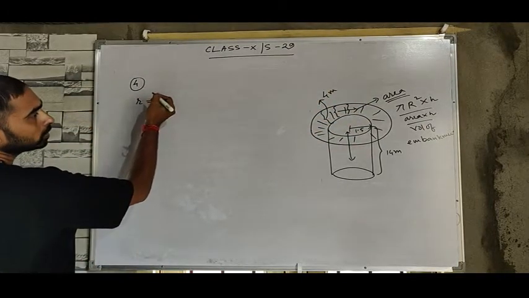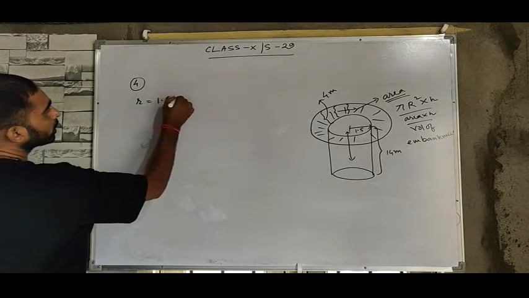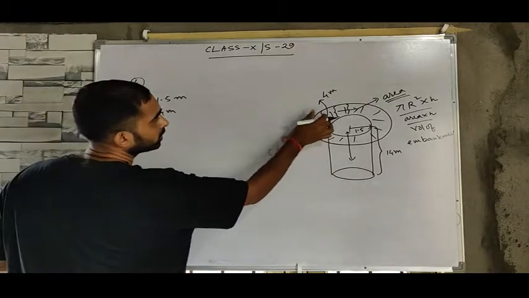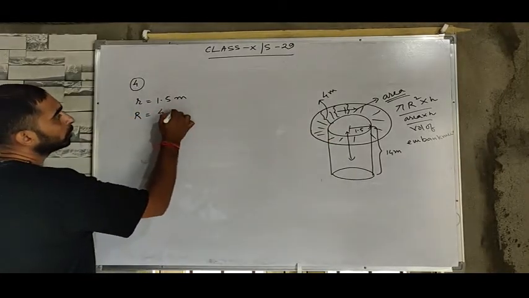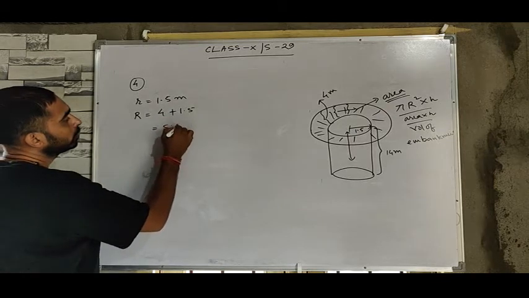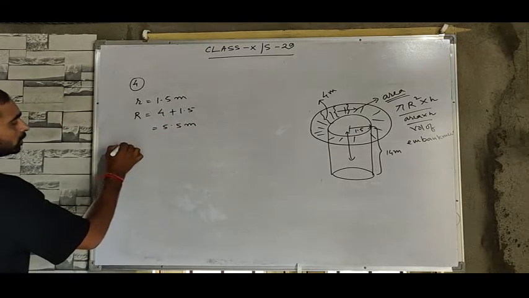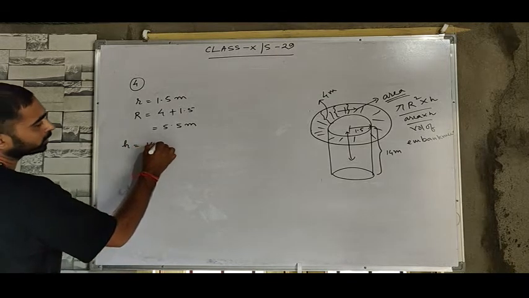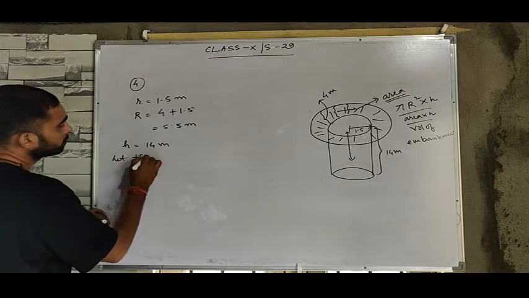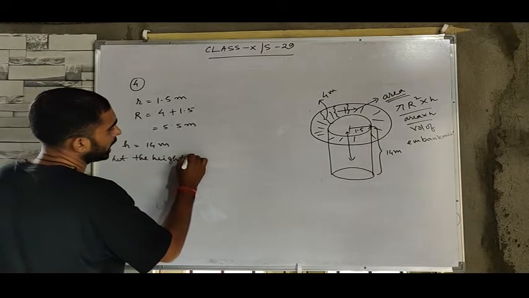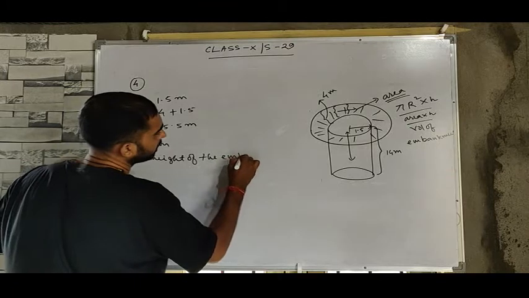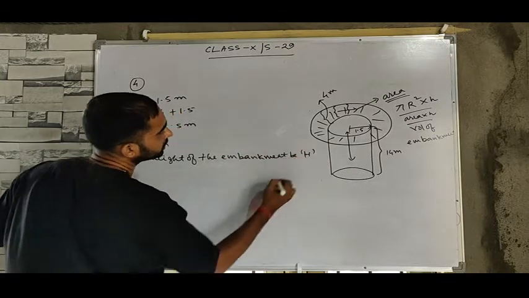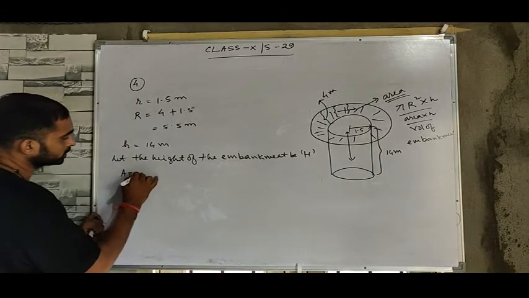So here see, radius equal to small r, 1.5 meter. Then capital R equal to how much? 4 meter plus 1.5. That is 5.5 meter. So height h equal to 40 meter. Let the height of the embankment be capital H. So now area of the embankment first.